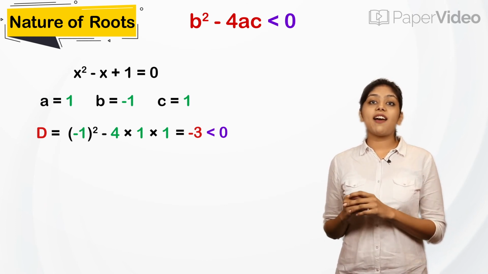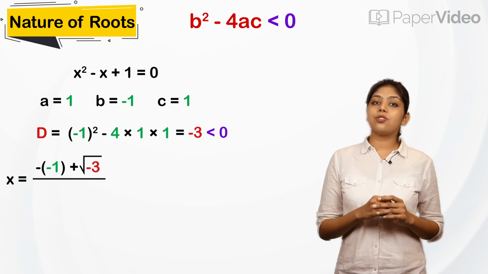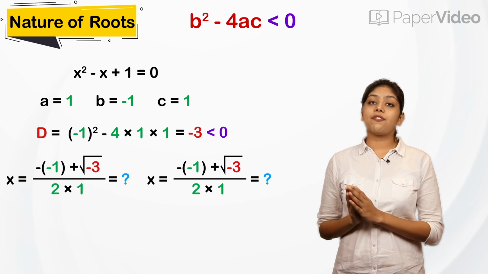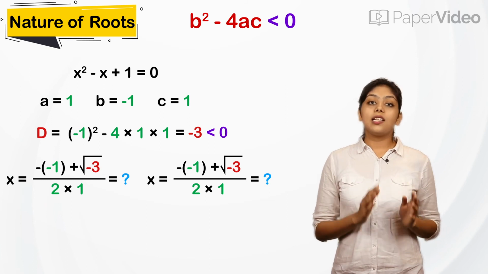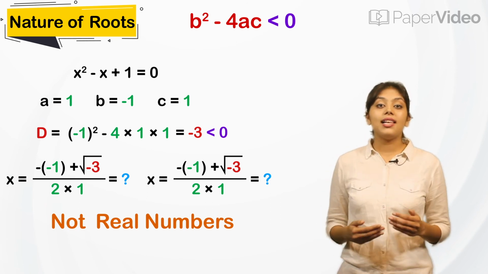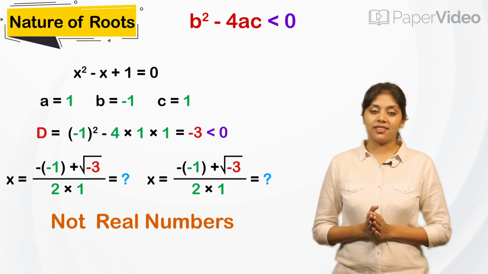So, using the value of discriminant, we can find two roots of the quadratic equation. Since we cannot find square root of a negative number, so the roots of the quadratic equation will not be real numbers. Let's quickly sum up what we have learned.